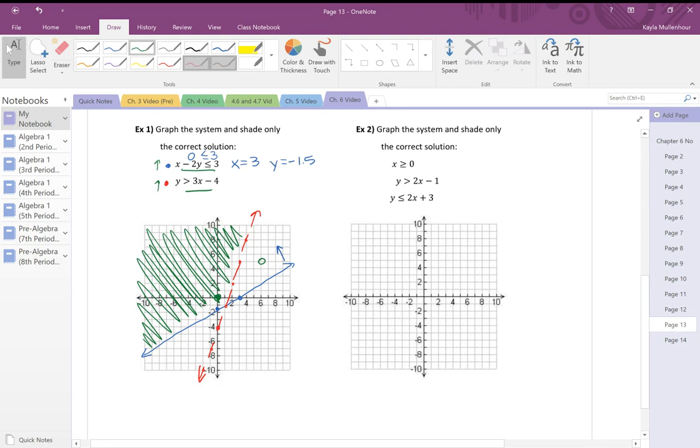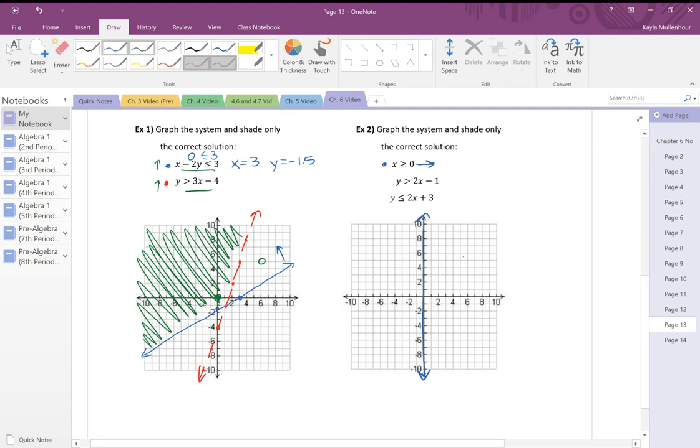Example 2. We've got 3 lines, which is A-okay. We're allowed to have more than 2 for our inequalities. X is greater than or equal to 0. So if you recall, X equals a number is a vertical line. It's solid, and it's at 0. So here's that line. And we're looking at X values that are bigger. So we would be shading to the right.